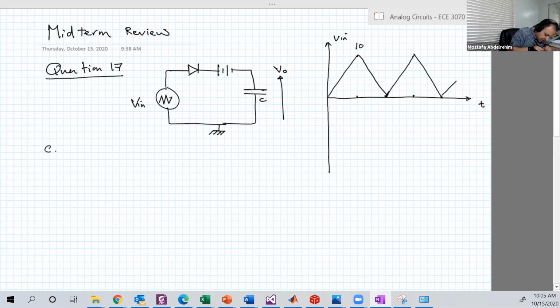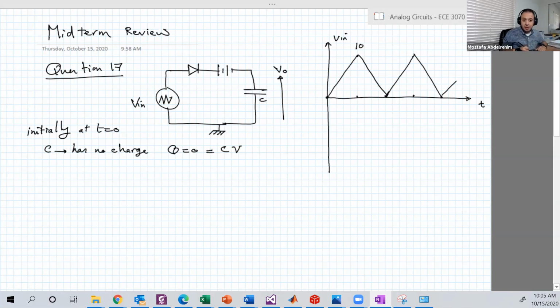Initially the capacitor has no charge, as we always assume. So Q is equal to 0, where Q is the capacitor charge at t equal to 0. And we know that Q is equal to CV. C is constant, the capacitance of the capacitor. So VC, which is equal to VO, is equal to 0 at t equal to 0.